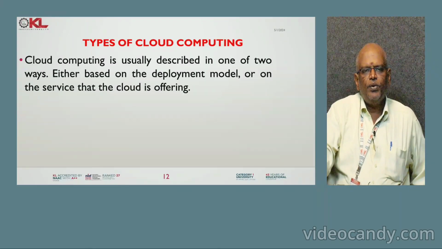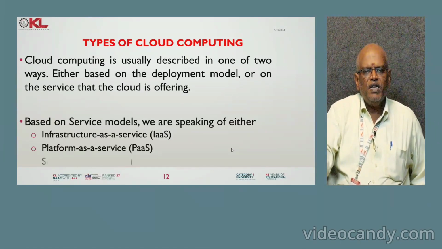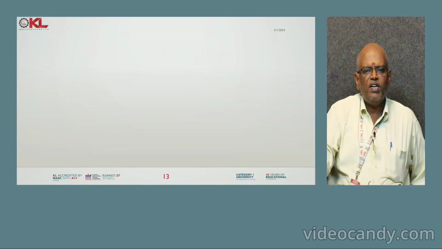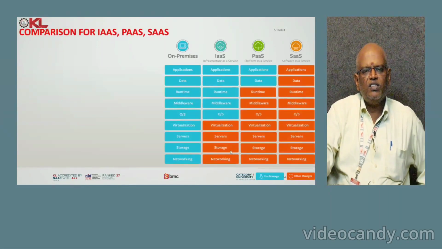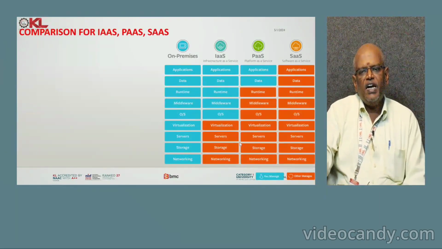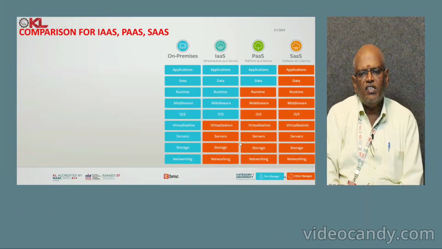The types of cloud computing are usually described in one of two ways, either based on the deployment model or on the service that the cloud is offering. So based on service models, we are speaking of either infrastructure as a service, platform as a service, or software as a service. So when we are looking into this comparison, we can identify two colors, the blue color and the orange color.